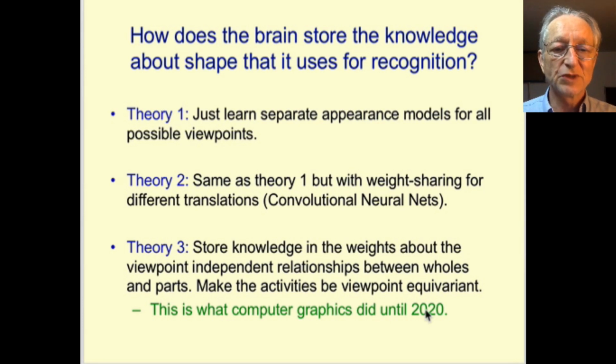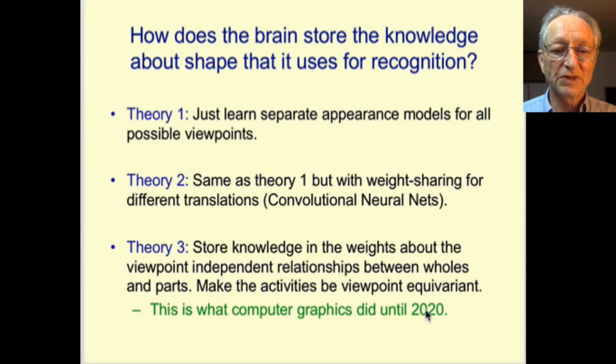The first theory is that we just learn a separate appearance model for all possible viewpoints. This is clearly ridiculous. The second theory is the same as the first theory, but that we share weights for different translations. In other words, we build in the ability to deal with translations, but we still force it to learn the ability to deal with rotations and scalings.